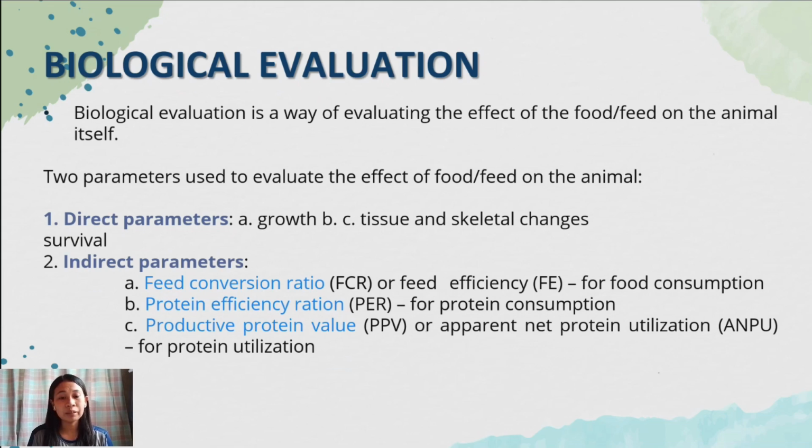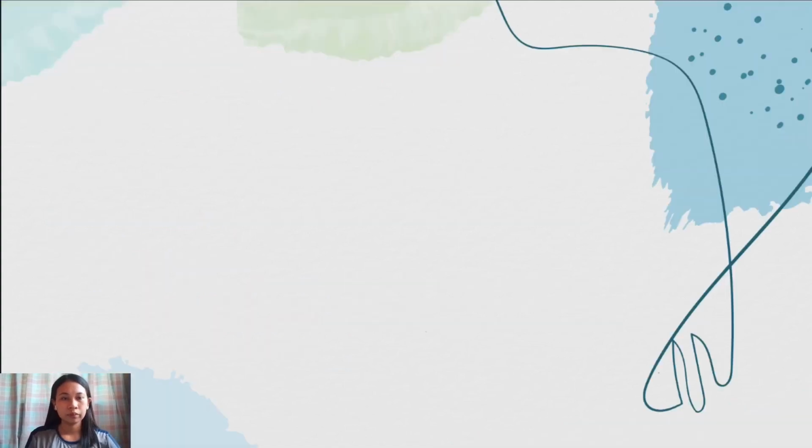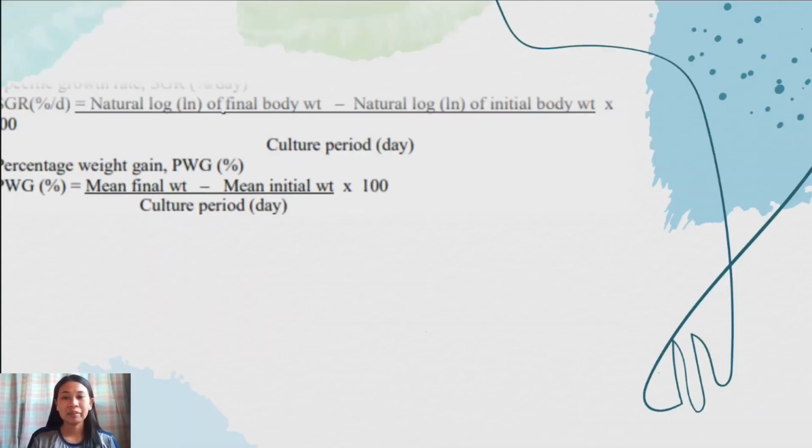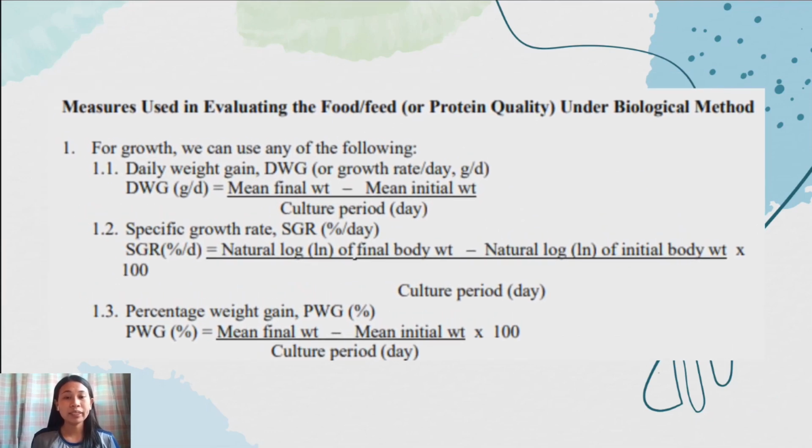First are the direct parameters, which are growth, tissue and skeletal changes, and survival. The feed conversion ratio or feed efficiency is for the food consumption, the protein efficiency ratio is for protein consumption, and the productive protein value or apparent net protein utilization is for the protein utilization. So, these are the measures used in evaluating the food or feed under the biological method.